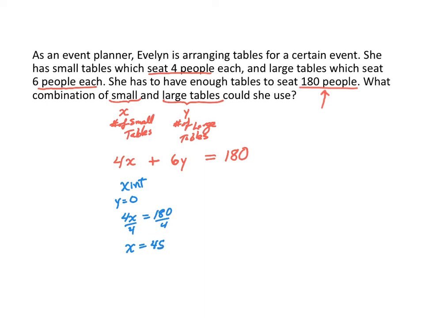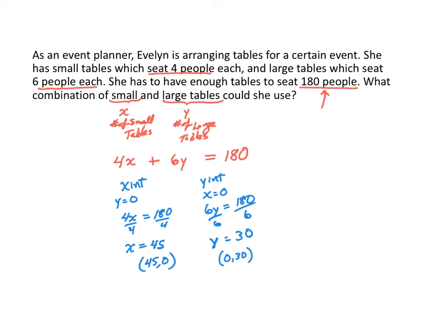Okay, let's find the y-intercept. Now the y-intercept is the y value when x is equal to 0. If x is equal to 0, that means we're going to use no small tables, all large tables. So our equation on this one would be 6y equals 180. Let's divide by 6 to get y equals 30. So if I wanted to use just large tables, then I would have 30 large tables. Remember that 30 is 0 small tables, 30 large tables. And this 45 is 45 small tables, 0 large tables.